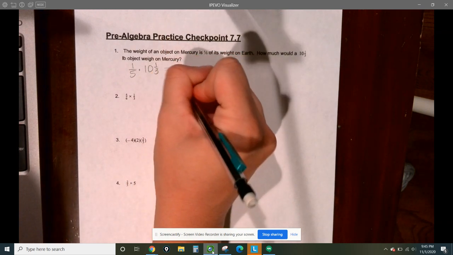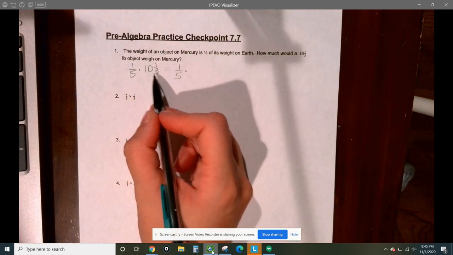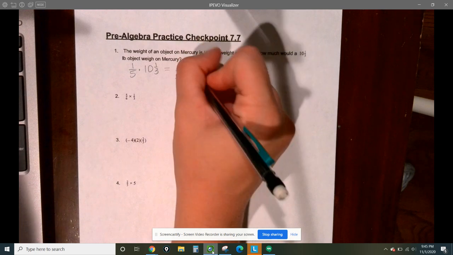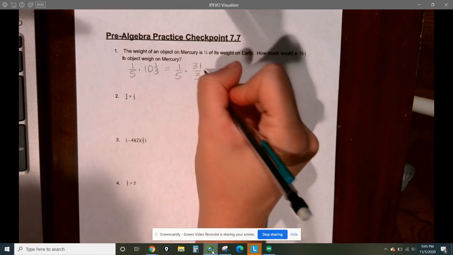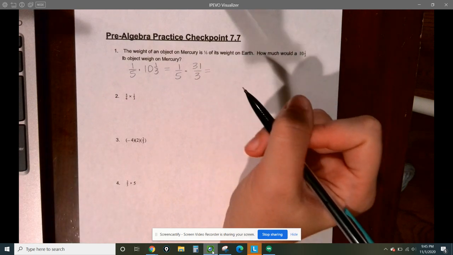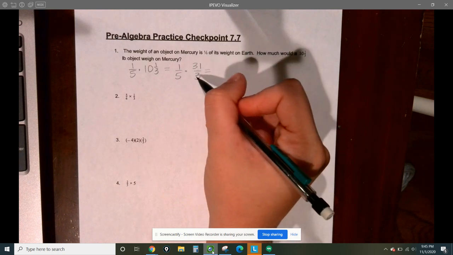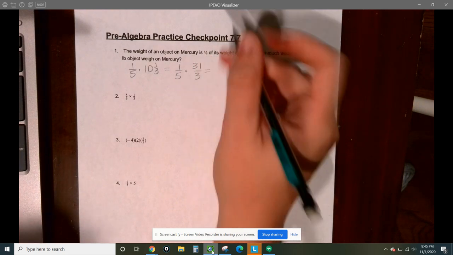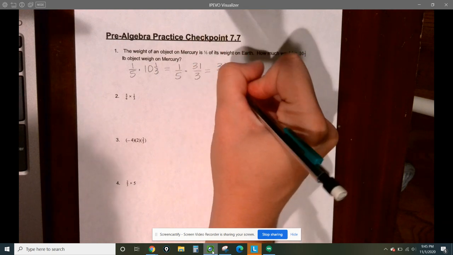So this is going to be 1/5 times, and if I turn this into an improper fraction, 3 times 10 is 30 plus 1, so that's 31/3. Now, multiplying fractions is way easier than adding and subtracting fractions. You don't need a common denominator for this. You're just going to multiply the numerators and multiply the denominators. So 1 times 31 is 31, and 5 times 3 is 15.